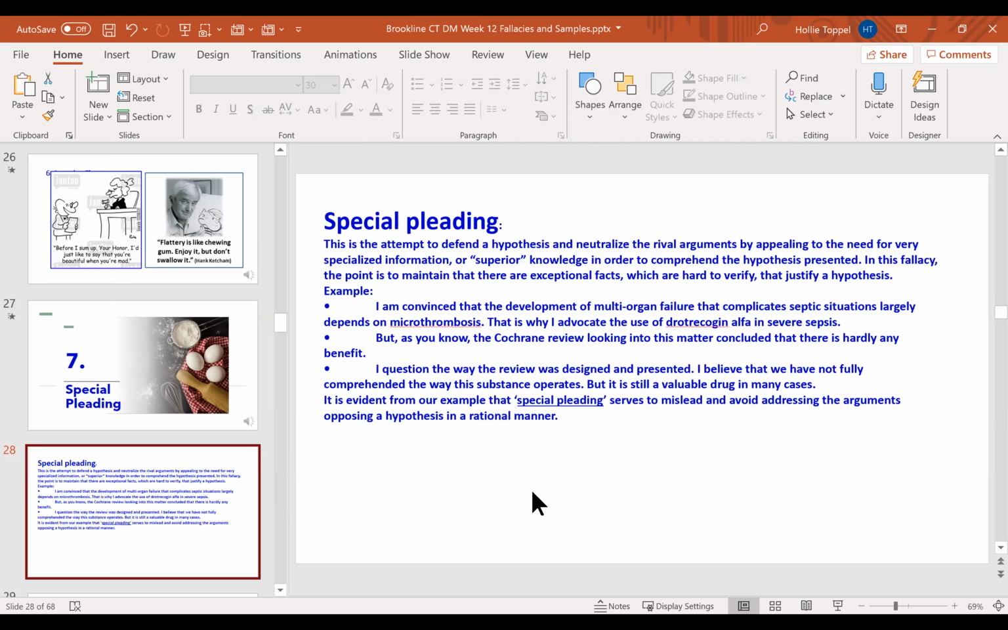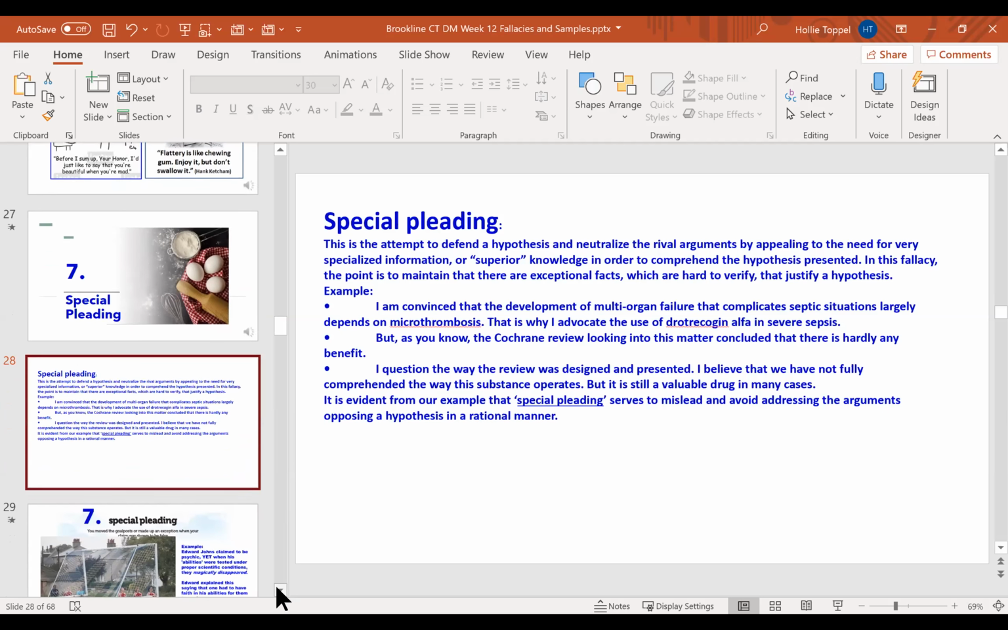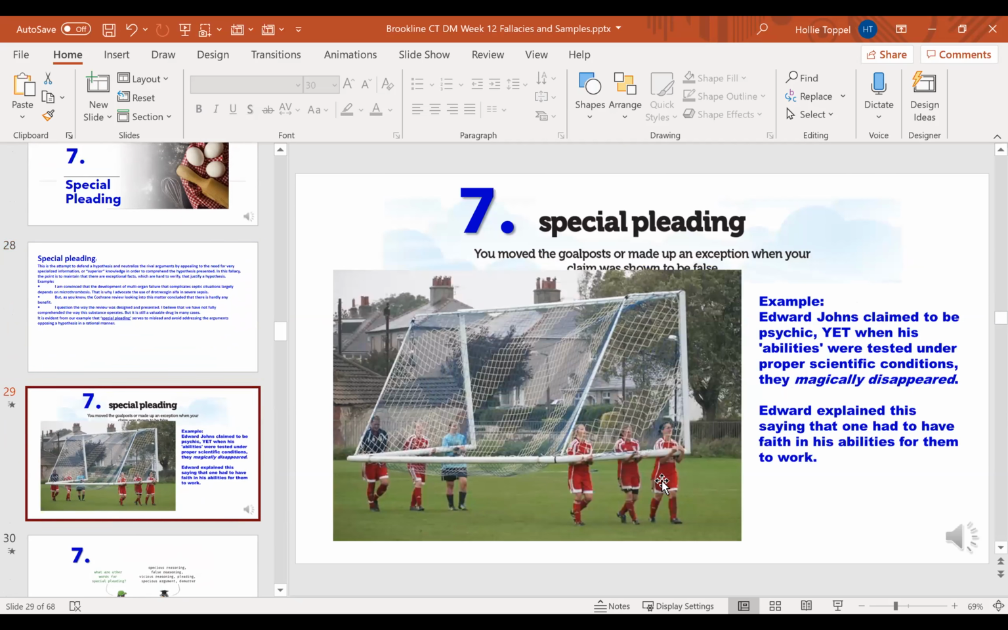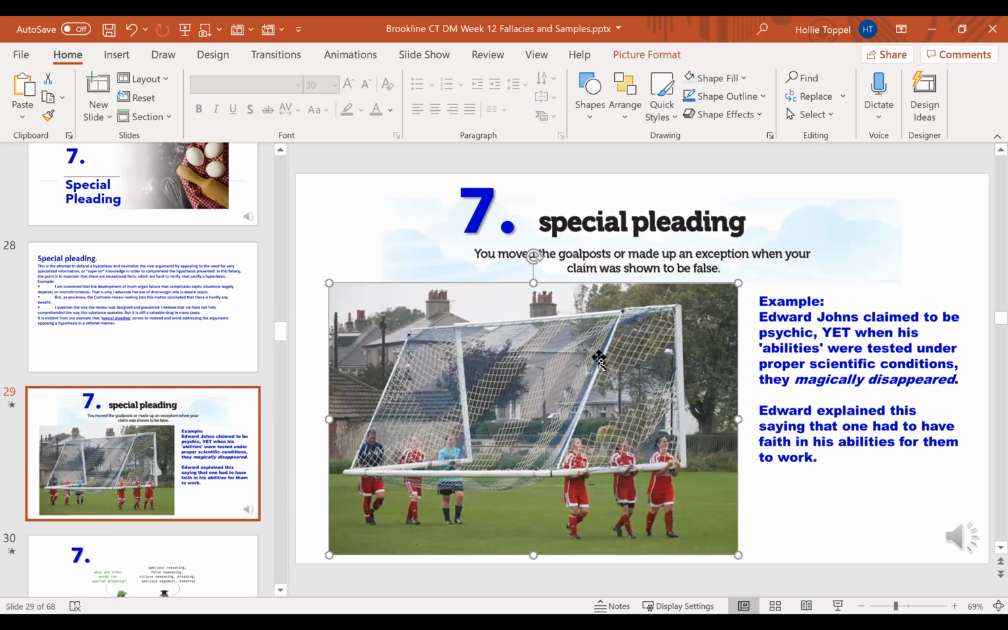It is evident in our example that special pleading serves to mislead and avoid addressing the arguments. You see how that was? Does anybody have a question on that? Can you figure out how many special pleadings there were? Special pleading is like taking the goalposts and moving them to make it easier. You make up your exception. So, hey, we're girls, so we need to play on a smaller field.